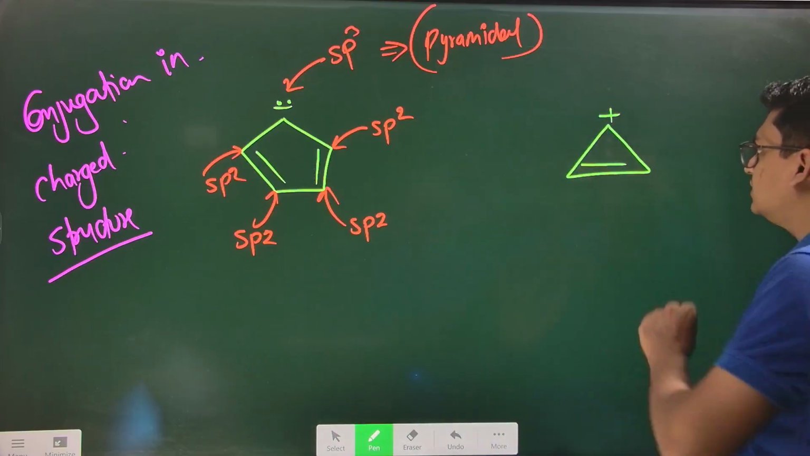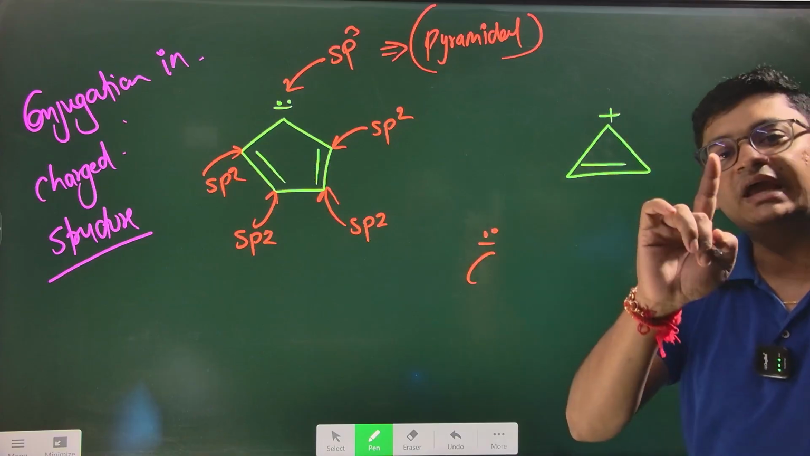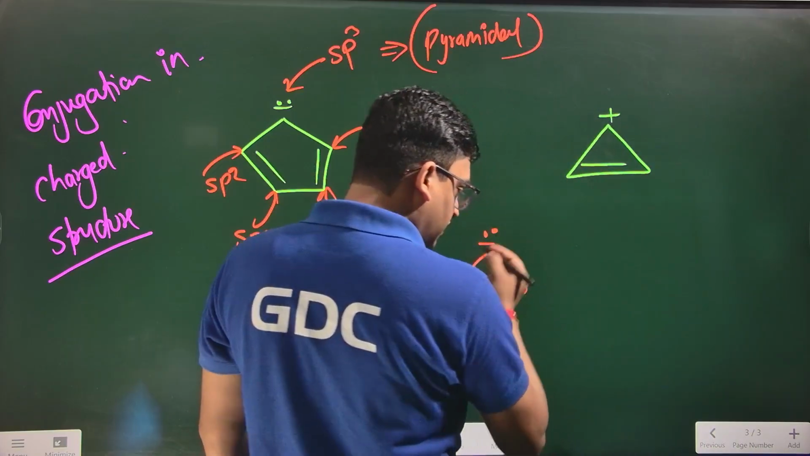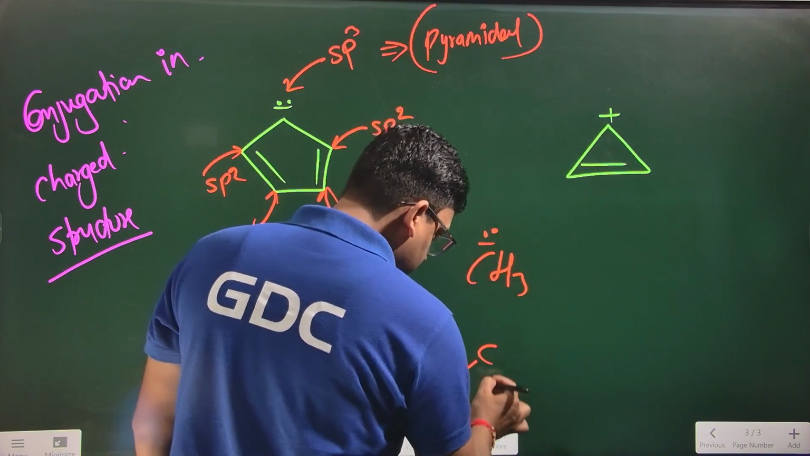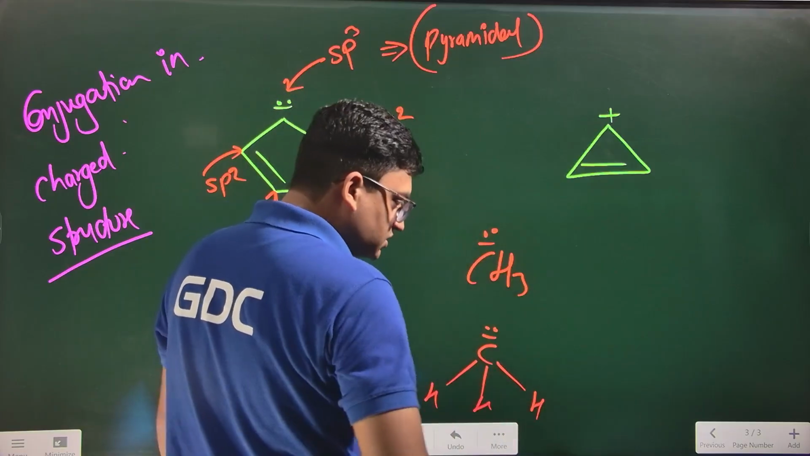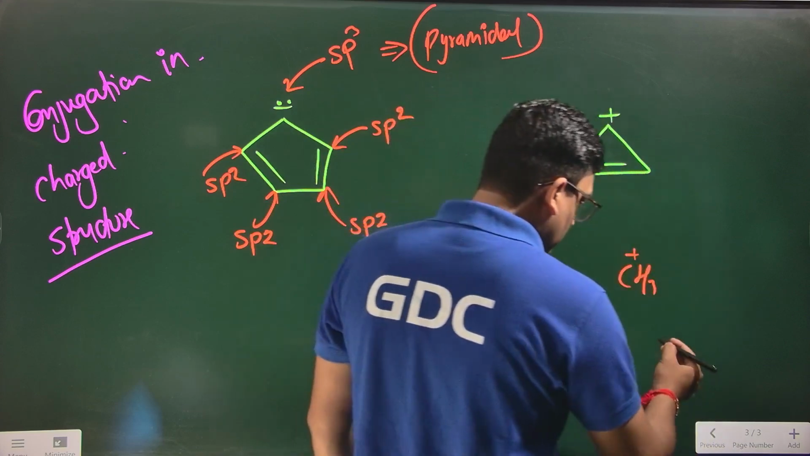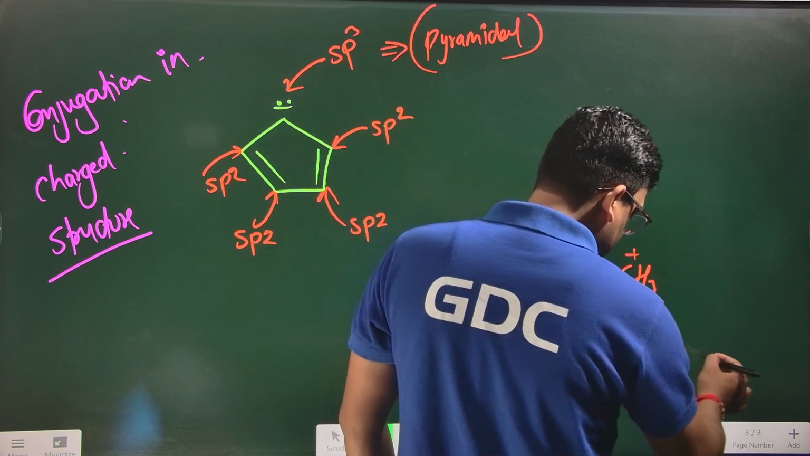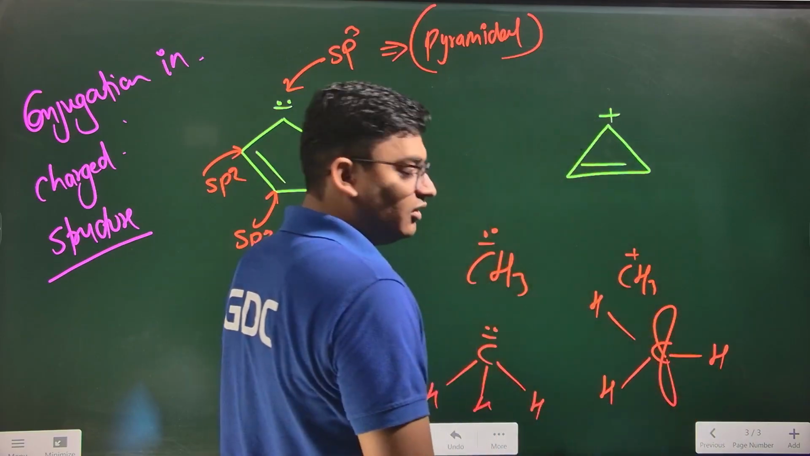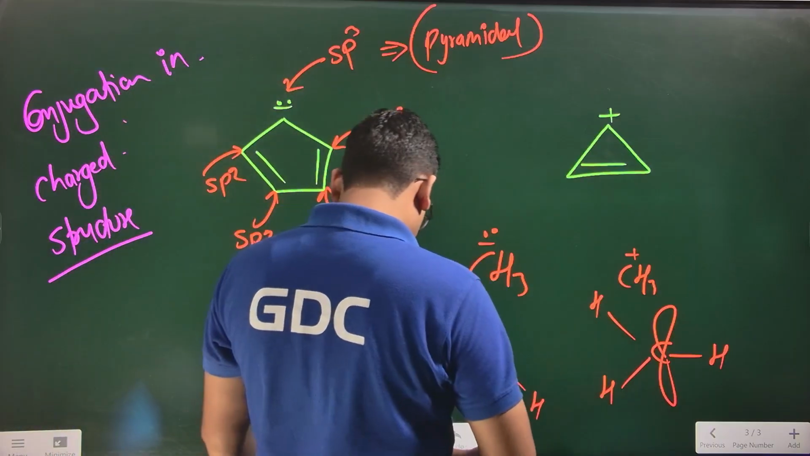Okay, what about this one? Sir, a carbon with an anionic charge has sp3 hybridization. For example, if we are having CH3 negative, this is the structure of CH3 with a negative charge. So this is a pyramidal structure, and if we are having a carbon with a positive charge, let's suppose CH3 positive, this will be having a structure something like this. It's a planar structure with a vacant p orbital, an unhybridized p orbital.